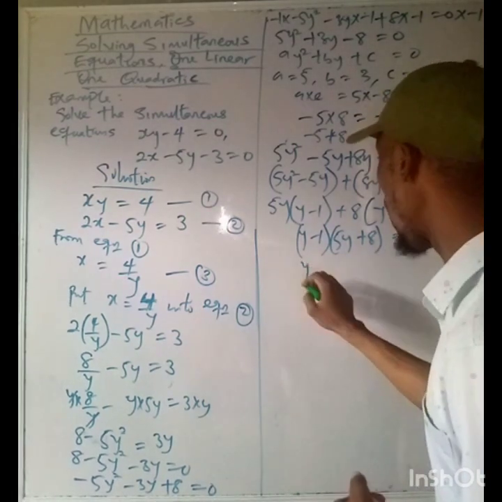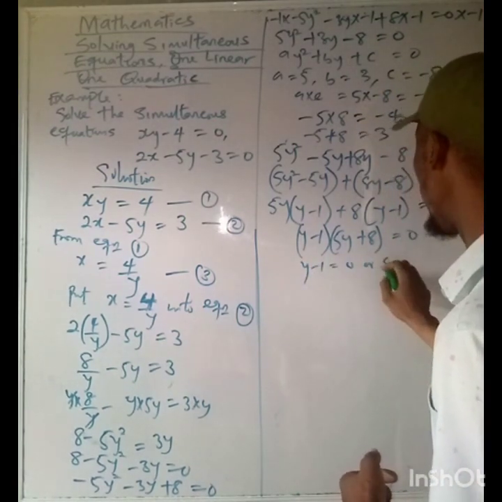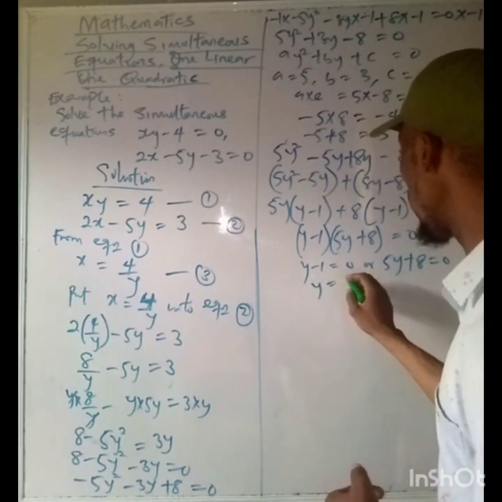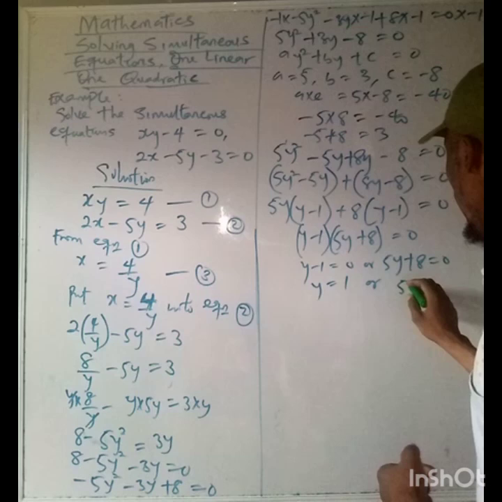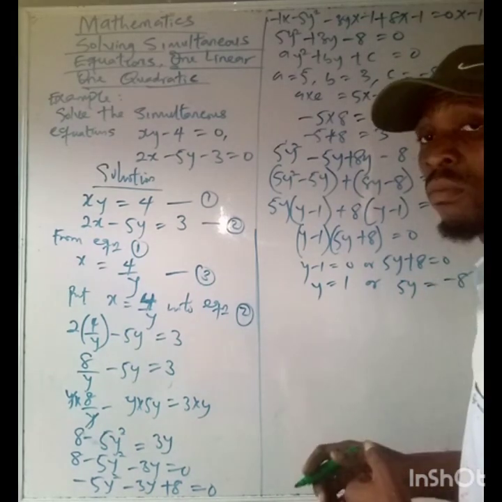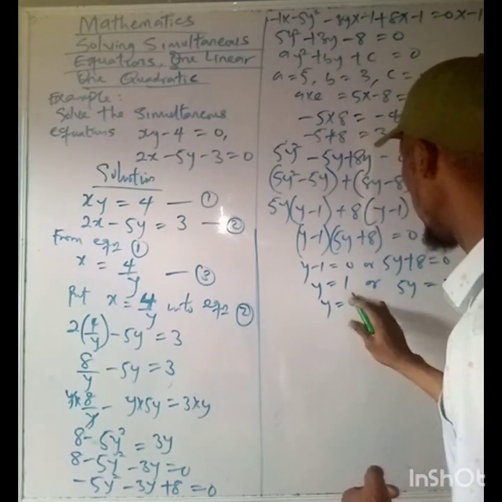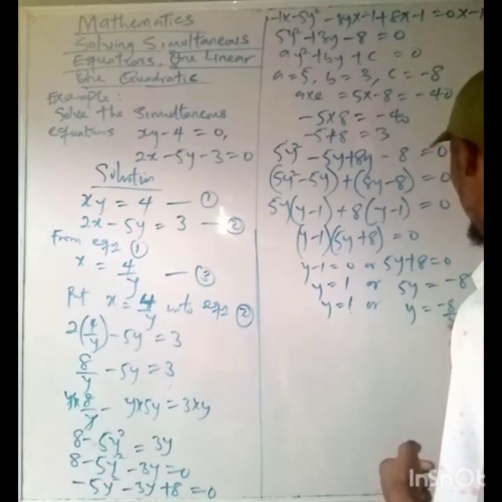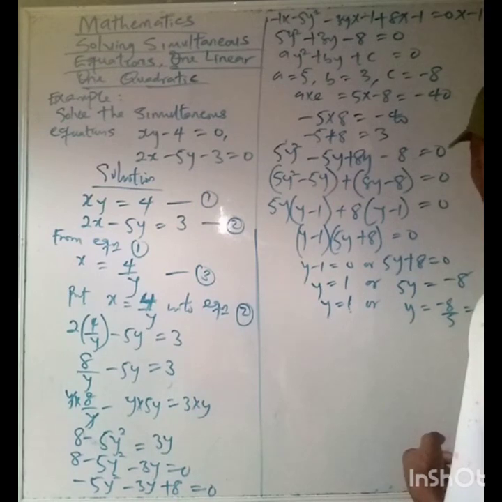So this means y minus 1 equals 0 or 5y plus 8 equals 0. So this means y equals 1 or 5y equals minus 8. So this means y equals 1 or y equals minus 8 over 5, which is minus 1 whole number 3 over 5.